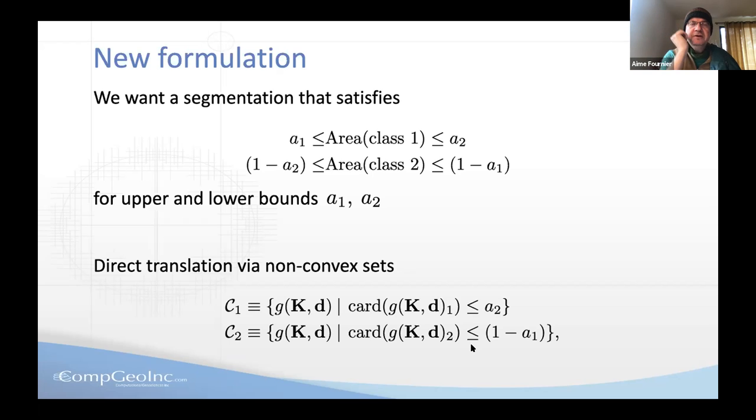What do one and two mean here? That's just the output channels of the network. Channel one would be the object class output probability map, and number two would be the background class probability map.